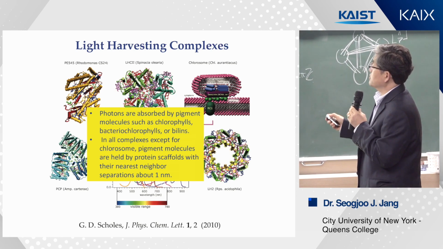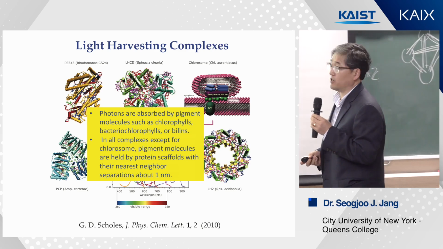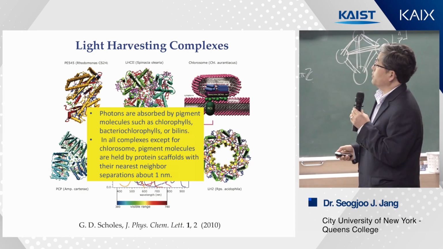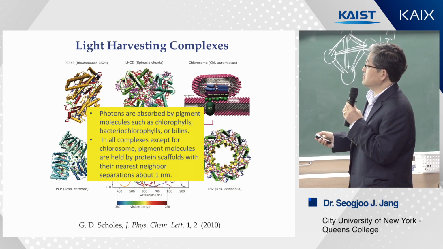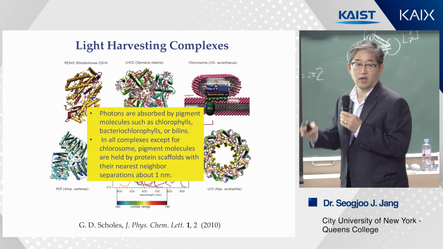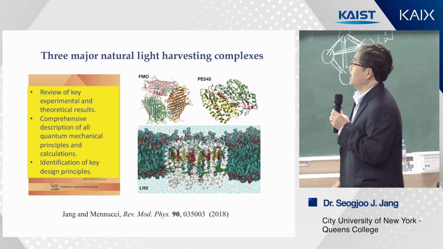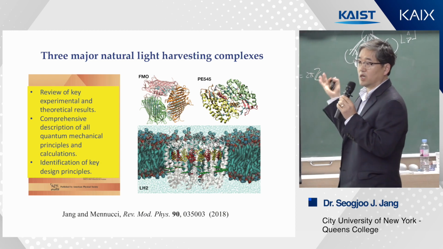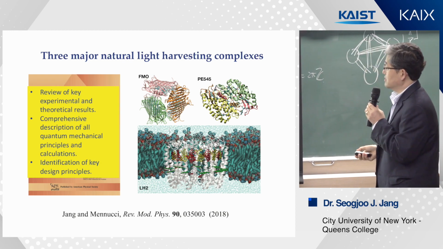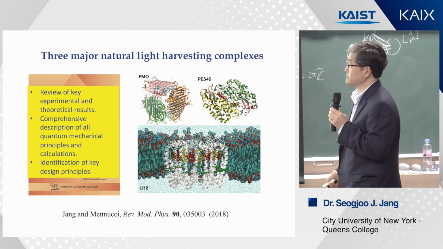Except for the chlorosome that can be found in green sulfur bacteria, in all of these complexes, the pigment molecules are held by protein scaffolds, and they are not really closely packed to each other. They are separated by about 1 nanometer distance from each other.